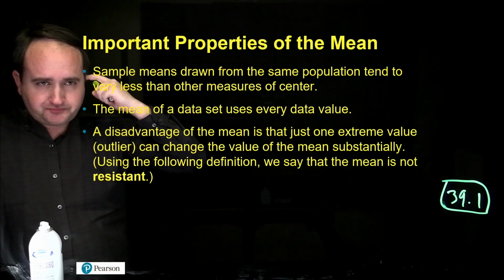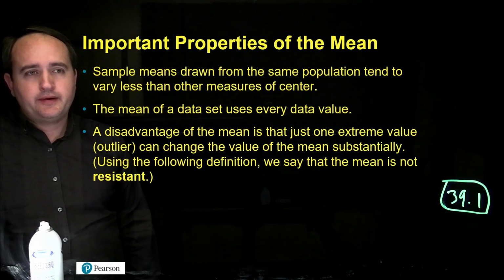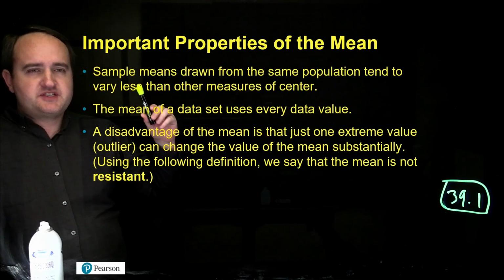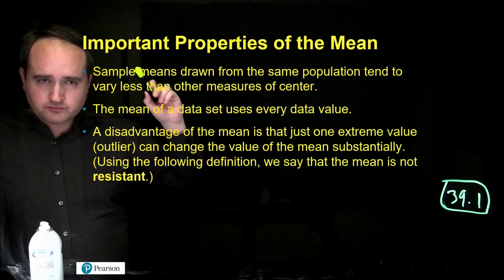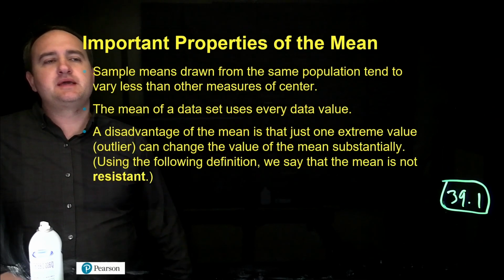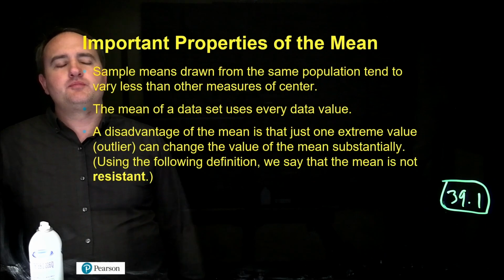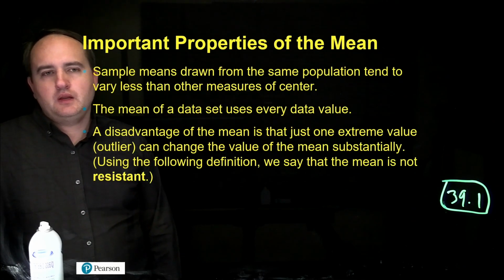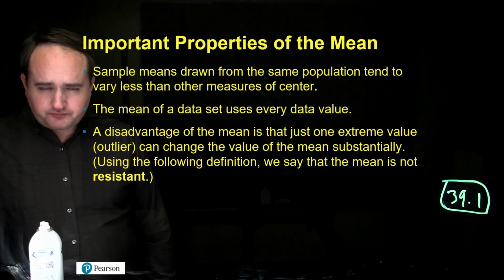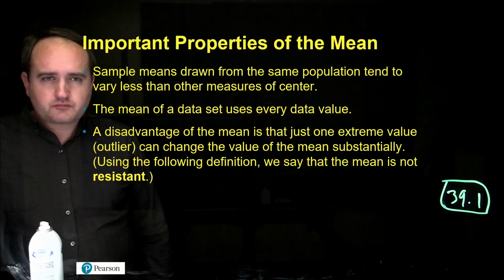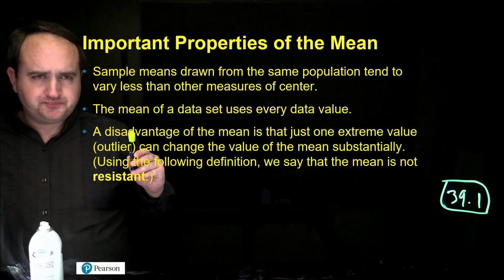So, on this slide, important properties of the mean. Sample means drawn from the same population tend to vary less than other measures of center. That's an interesting fact. Not too useful to us, but it's a good thing to know.